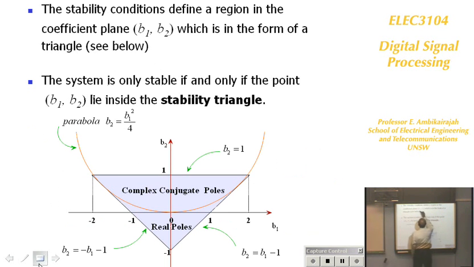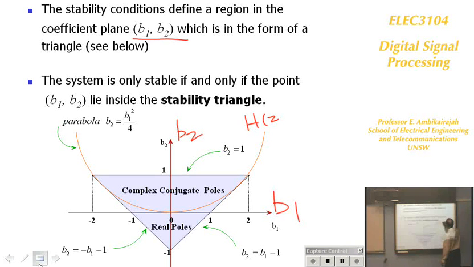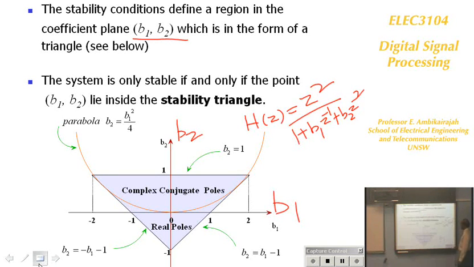We can actually use this condition and draw it in a b1, b2 plane. This is the b1 axis, this is b2. For the equation H(z) equals 1 over 1 plus b1 z to the minus 1 plus b2 z to the minus 2, we draw all the conditions. When you do all the conditions, you can show that the whole stability can be related to a stability triangle on a b1 and b2 plane. Now this is on the coefficient plane, not on the roots plane. We know what's there on the roots plane, and now on the coefficient plane.